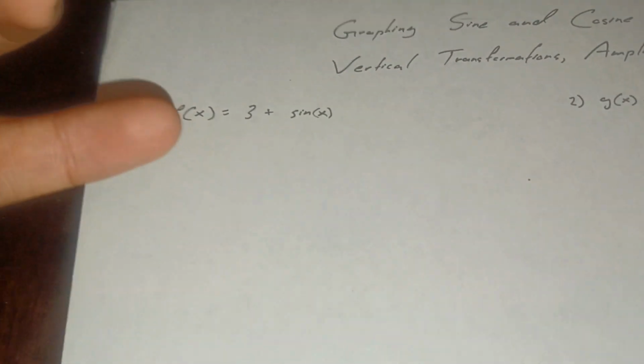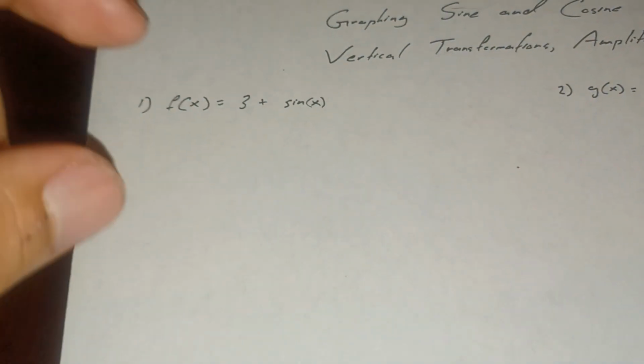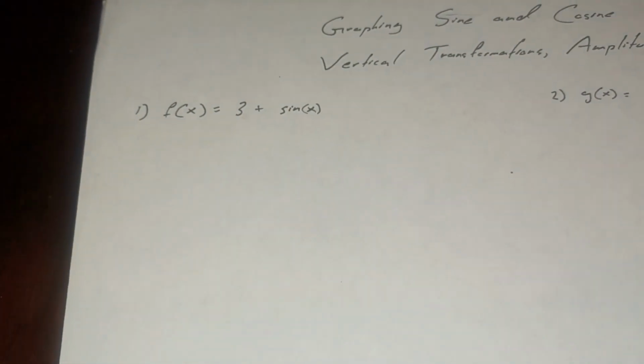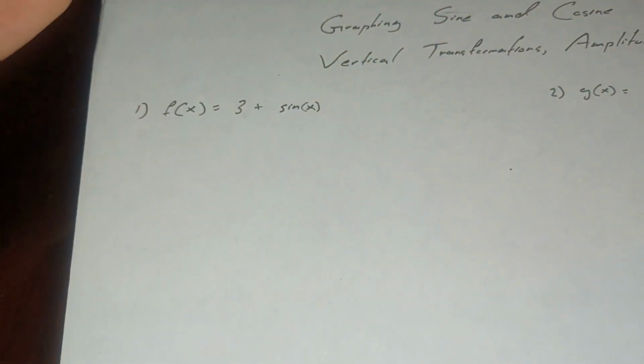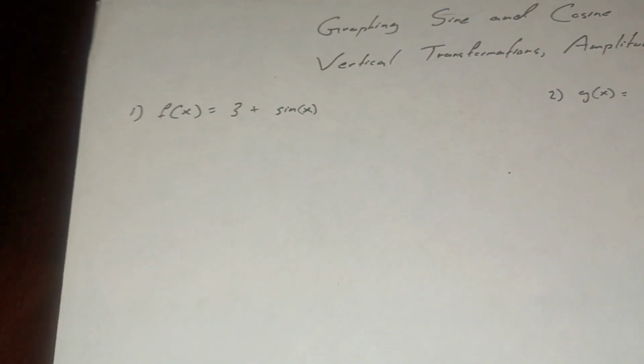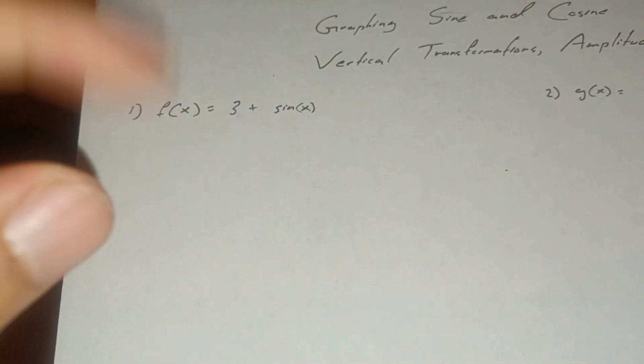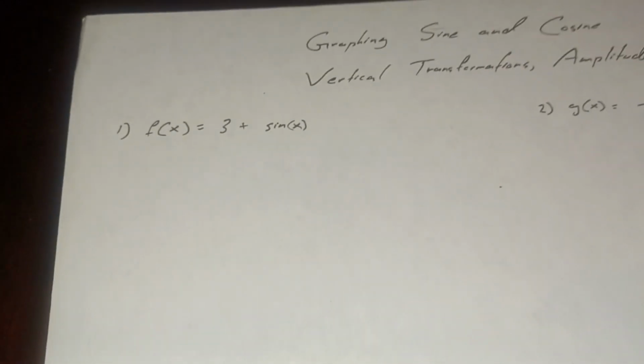So in order to graph this function, this is going to be a vertical transformation. That means we're going to start with the graph of sine of x and move it up 3 places. So I'm going to go ahead and draw the graph of sine of x, so I'll be right back.